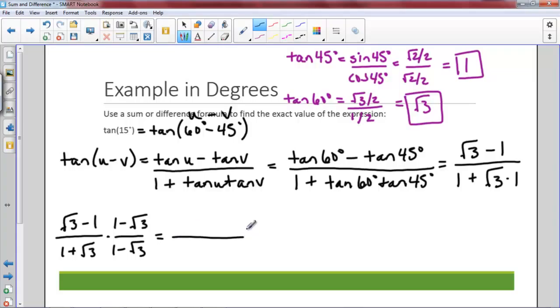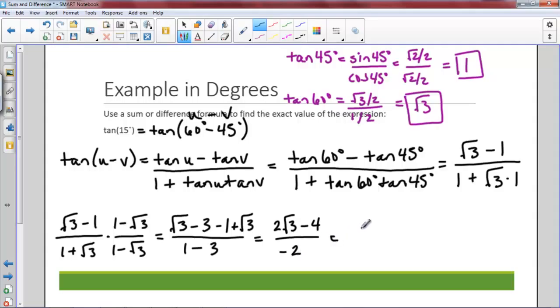Okay, when I FOIL out the top, I'm going to get root 3 minus 3 minus 1 plus 3. When I FOIL out the bottom, I'm going to get 1 minus 3. Simplifying the top, I'm going to get 2 root 3 minus 4. And on the bottom, I get a minus 2.